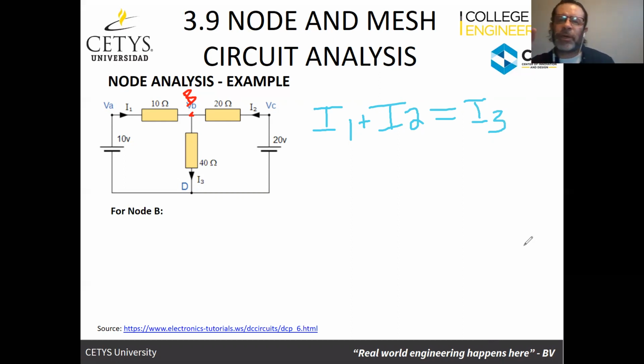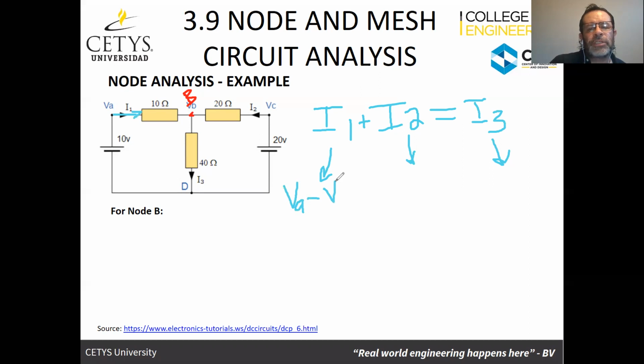Now, the tricky part here of the node analysis is that we're going to represent each of these currents as a voltage. So how do we do that? I1, which is going through the 10 ohm resistor, is going to be the voltage in the 10 ohm resistor divided by the 10 ohm resistor, according to Ohm's law. How do we define the voltage? It's going to be the difference of voltages between the voltages in the junctions. So if the current is going this way, it's going to be equal to voltage A minus voltage B divided by 10 ohms.